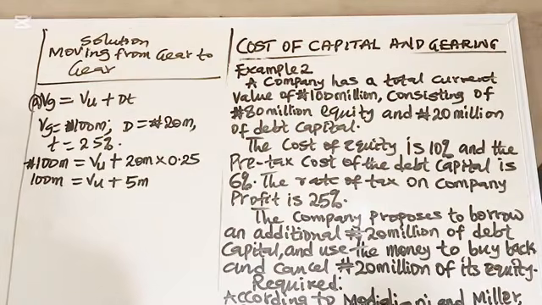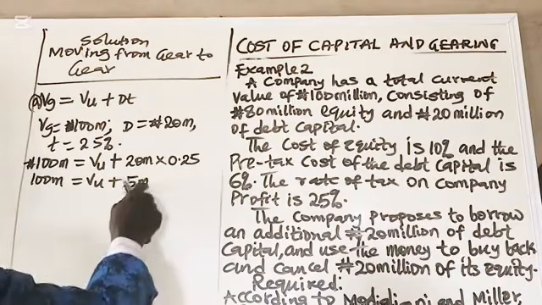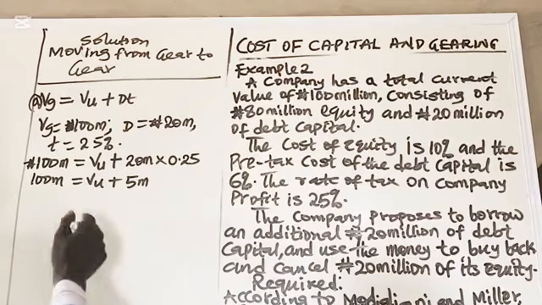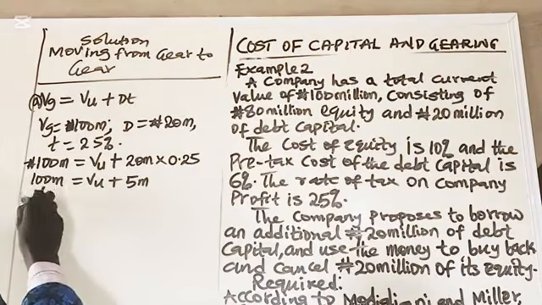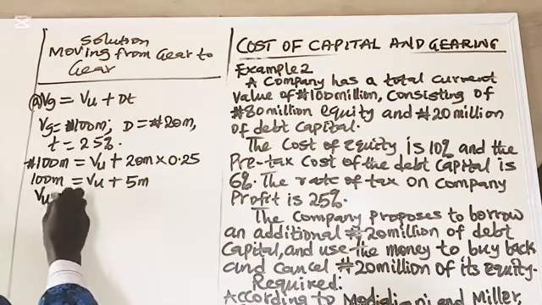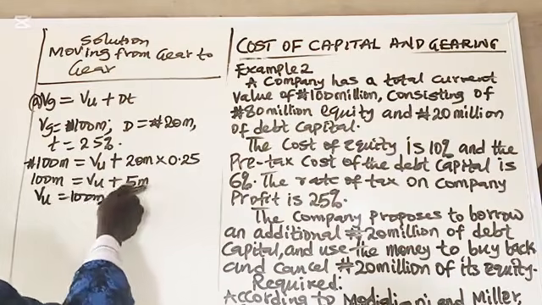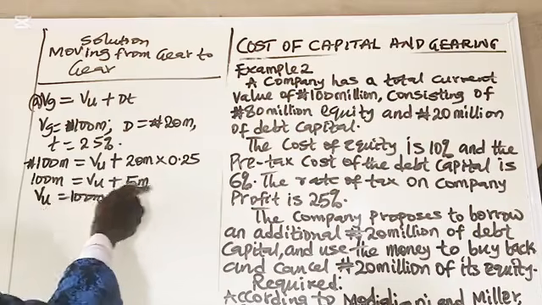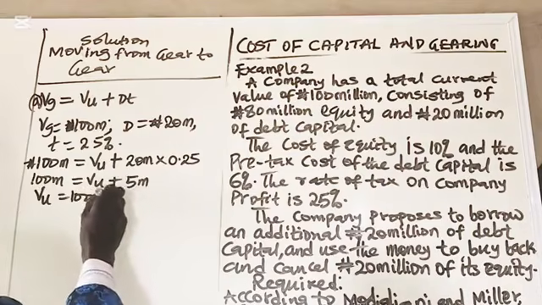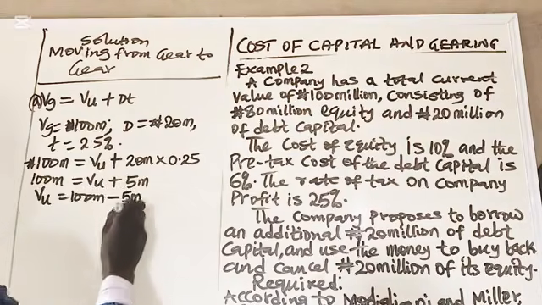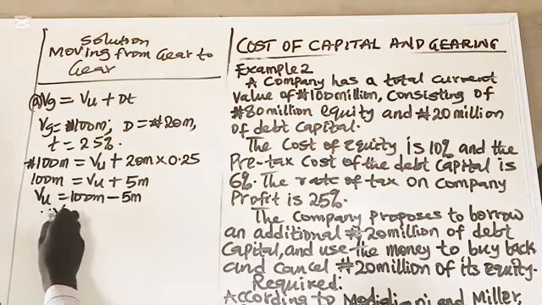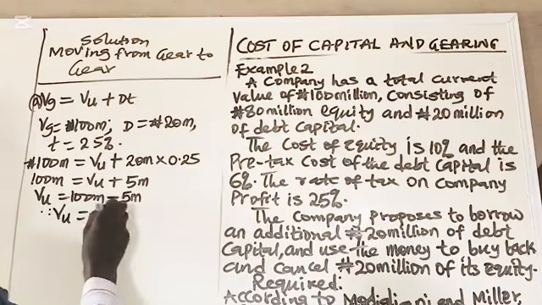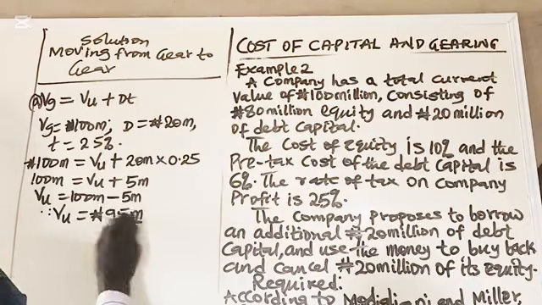So make VU the subject of the formula. 20 million times 0.25 gives us 5. Make VU the subject, you collect the items. So VU equals 100 million, and when this comes to this side to join 100 million, the plus becomes minus 5 million. Therefore, the value of the ungeared company will be 95 million naira.